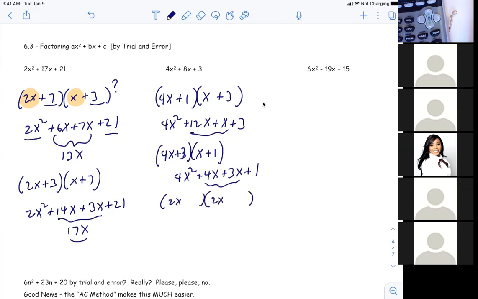We could also do 2x and 2x to make 4x squared, right? And then if I put a 1 and a 3, multiplying these, I get 4x squared, and then plus 6x, and then plus 2x, and then plus 3. Thank goodness, there is the factoring. Now I've got the 8x in the middle that I want.